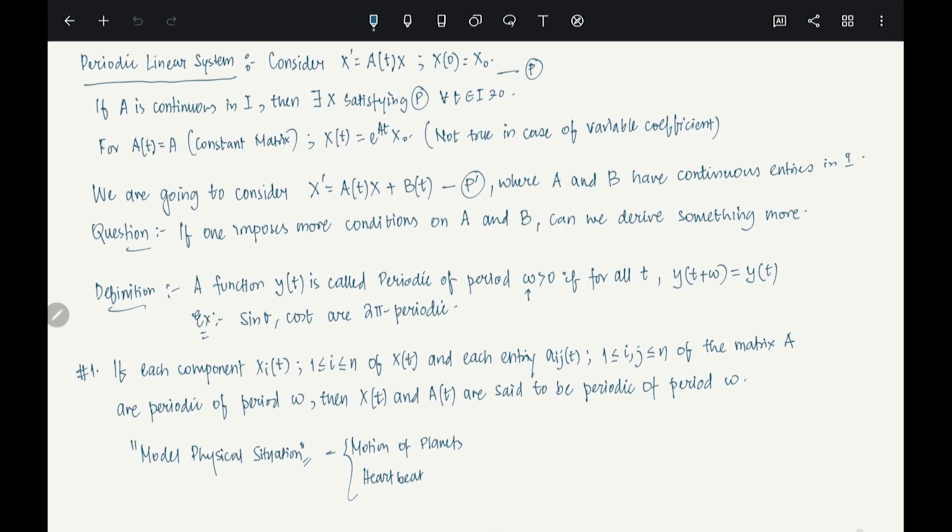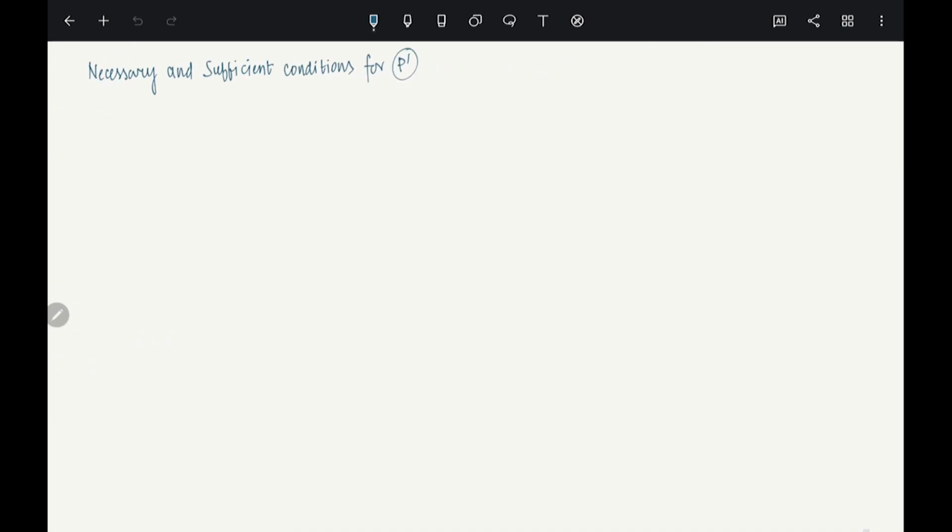So it makes sense to study periodic systems, and that's the idea of studying this. First of all, we are going to do this theorem. It's called the necessary and sufficient condition for P prime to admit a periodic solution. What is P prime? X prime equals A of T times X plus B of T. I will put it like this: W periodic solution. What does this mean? It means that it has a periodic solution of period W. So let us give you the necessary and sufficient condition for this to happen.